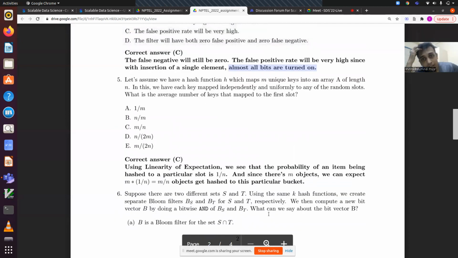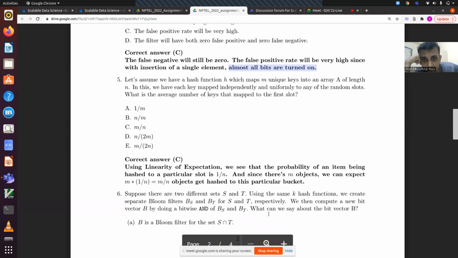Let's assume we have a hash function which maps m unique keys into an array A of length n. Each key is mapped independently and uniformly to any of the random slots. So there are n random slots, which is the array A, and we have m keys, which are mapped uniformly and randomly. What is the average number of keys that are mapped to the first slot?